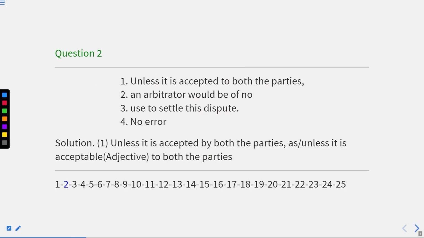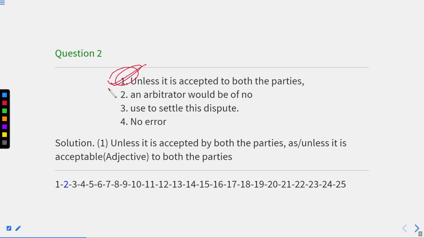Both the points if we cover, only the first part contains the error: unless it is accepted by both the parties, or it can be, it is acceptable to both the parties. Here acceptable will be an adjective, whereas accepted will be the verb, or the third form of the main verb. So the answer to question number 2 will be the first part, because the first part contains the error.